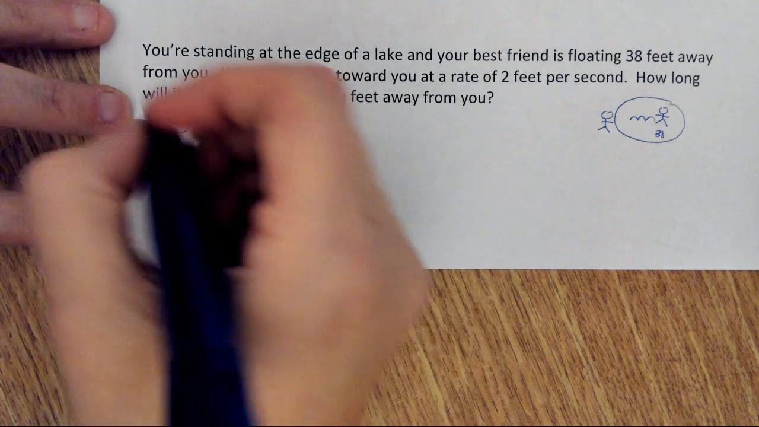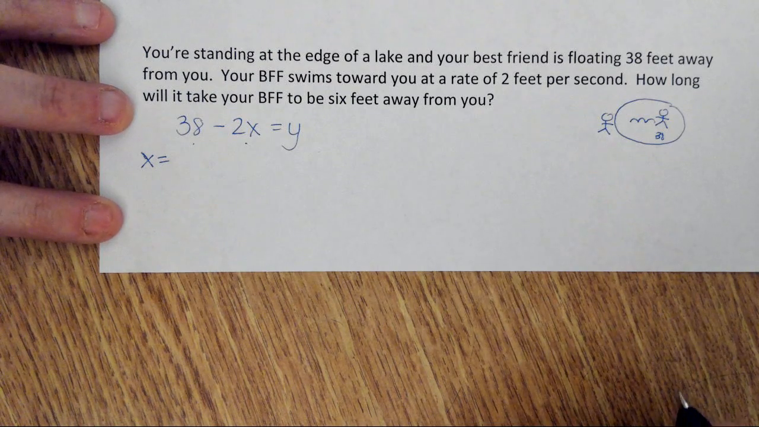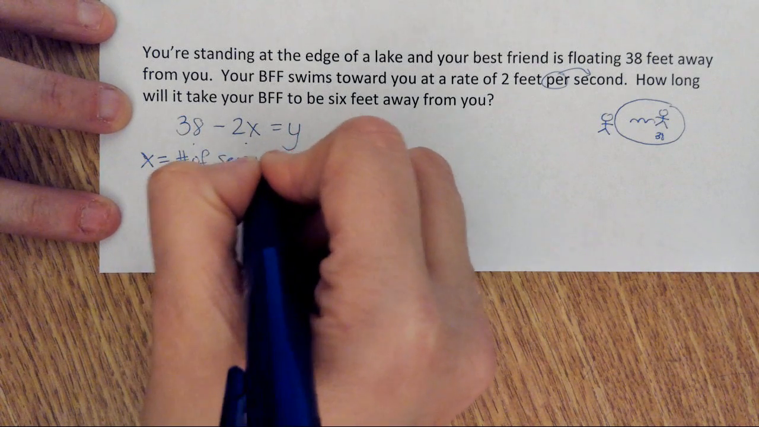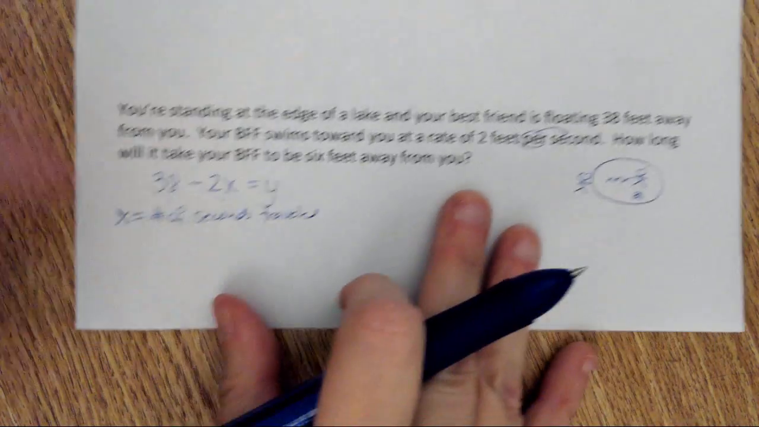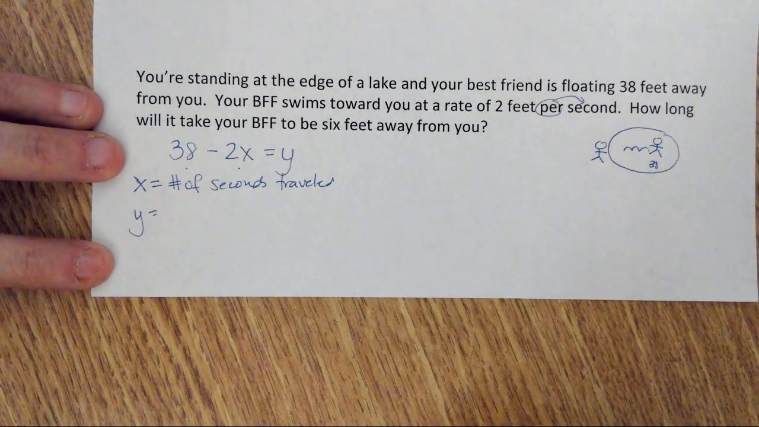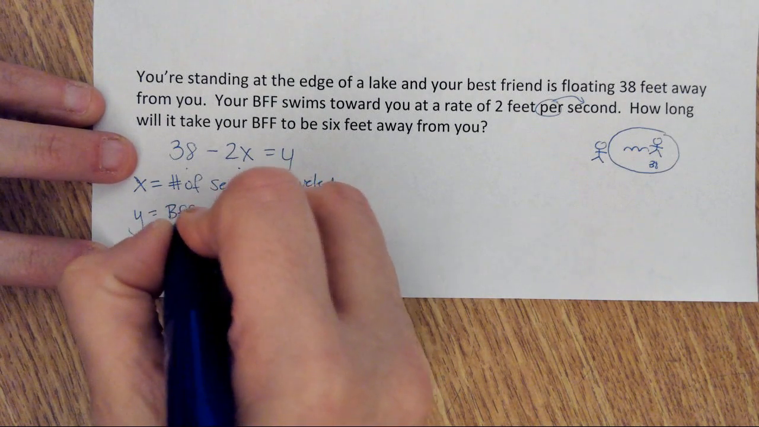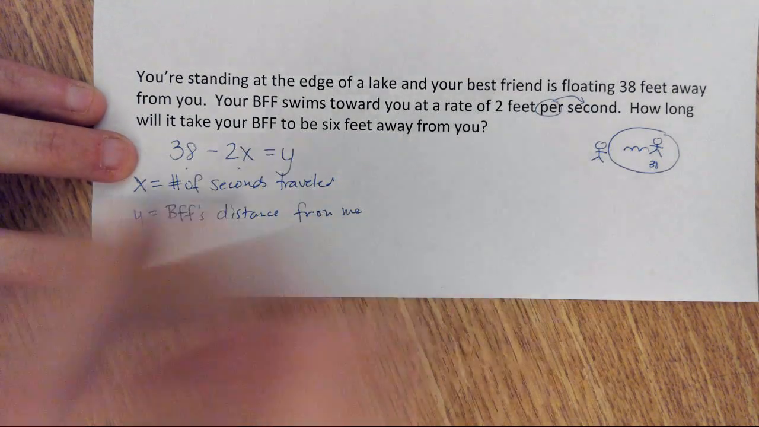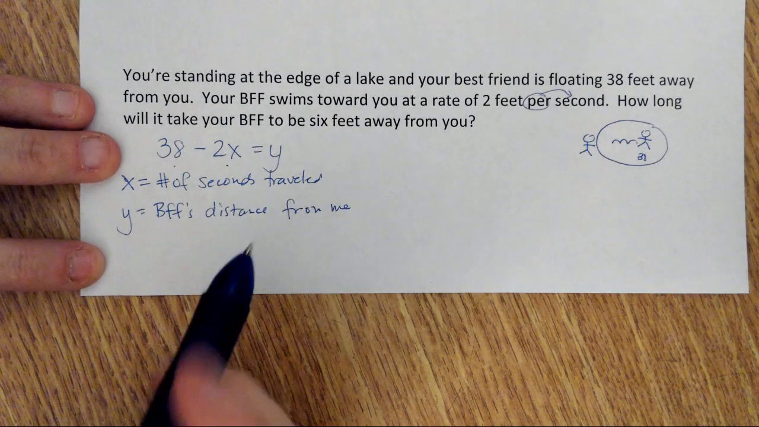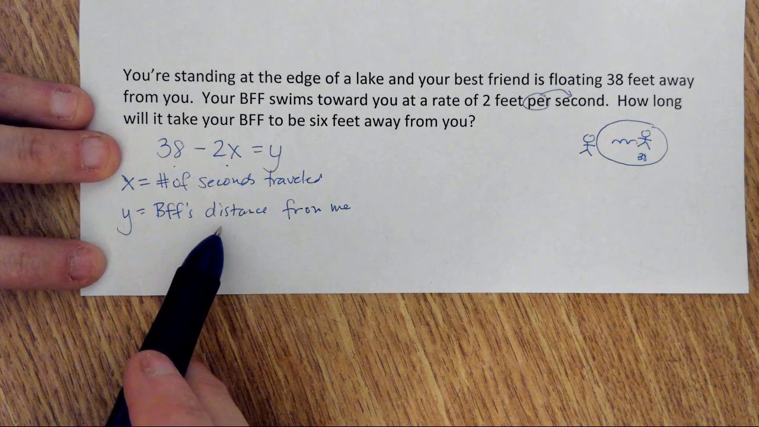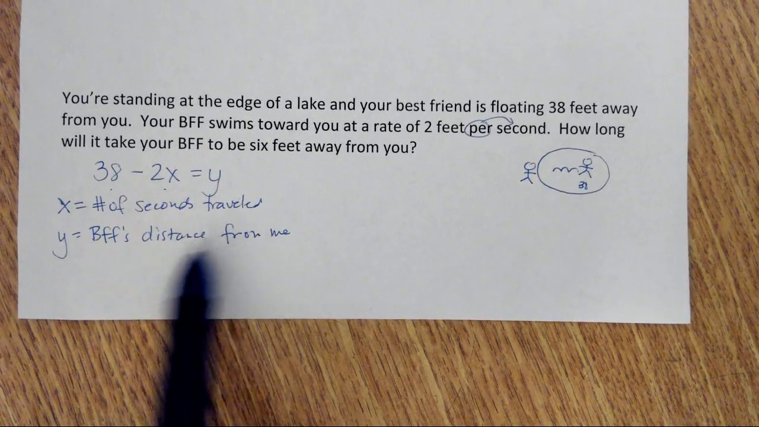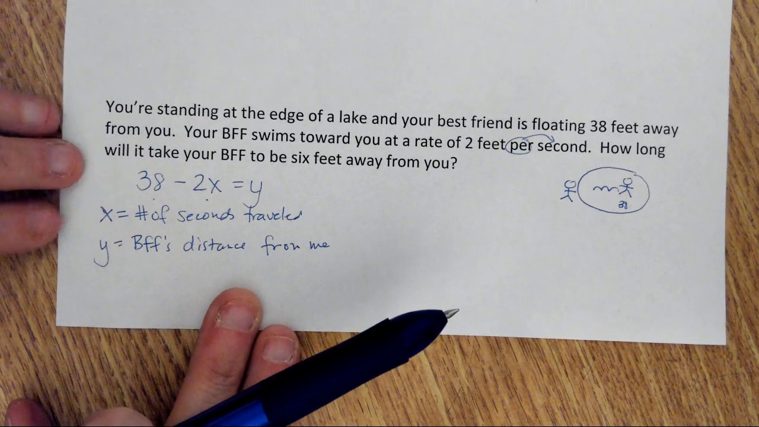Okay? So in this case, when I define my variables, x is the number of seconds traveled, just like we said number of hours traveled up here, number of seconds traveled. And in this case, y means something different. Y means my BFF's distance from me. Okay? So you kind of see why having that precise definition matters. Because up here, this was the total miles I'd driven from my house. This is how far away she is from me, and it makes a difference in the situation.